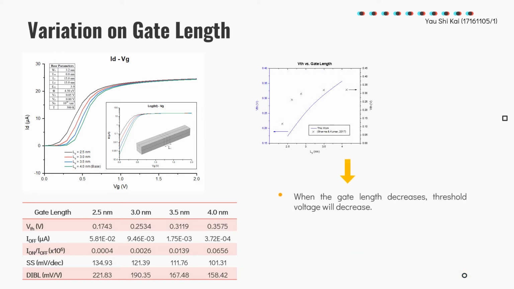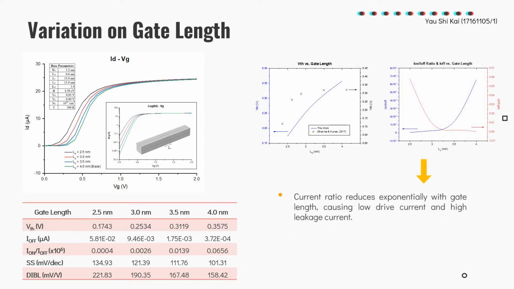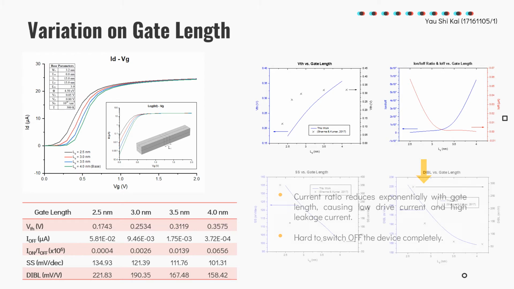When the gate length decreases, threshold voltage will decrease as less gate voltage is required to form the inversion layer due to the shorter distance between source and drain regions. Current ratio reduces exponentially with gate length, causing low drive current, which can be seen in the blue line, and high leakage current, which is reflected on the red line. Thus, it is harder to switch off the device completely.